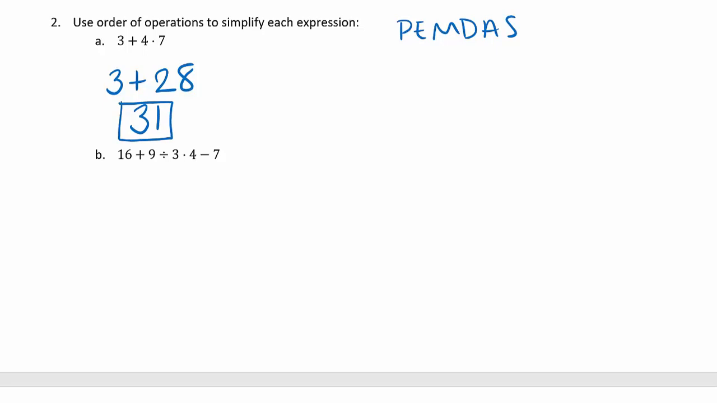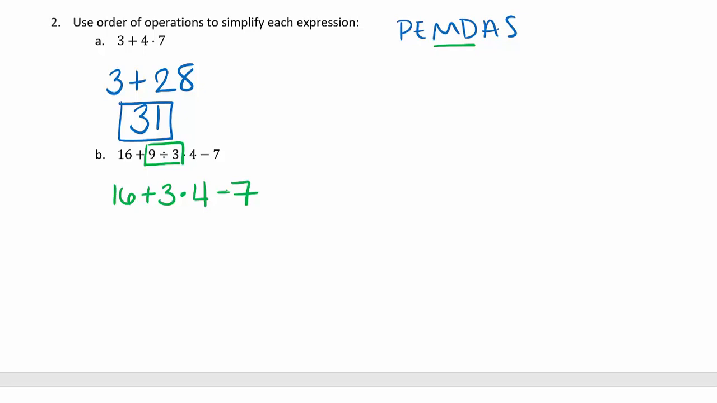In example B, I don't see any parentheses, I don't see any exponents. So next thing I have to do is I have to multiply and divide. I think about both of those steps at the same time, and I always work from left to right. So in the middle, there's my multiplication and division. I have to work from left to right. So that means in this case, I actually have to do the division first. 9 divided by 3 is 3. So I've got 16 plus 3 times 4 minus 7.